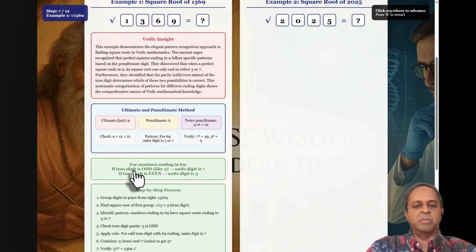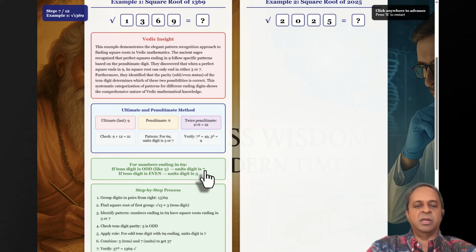And then again, remember that for numbers ending in 69, if the tens digit is odd, that means the tens digit of the solution, which was the square root of 13, then the units digit has to be 7. So that's why the answer here is 37. So the square root of 1369 is 37, okay?